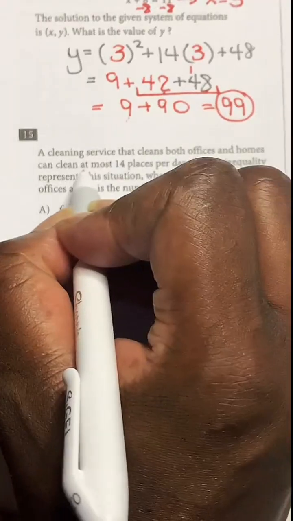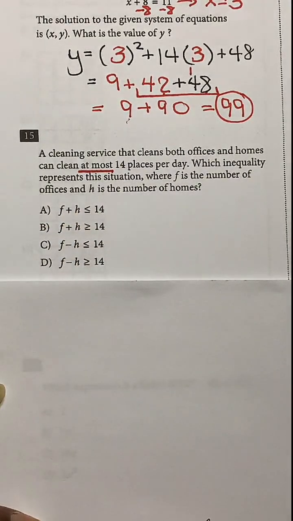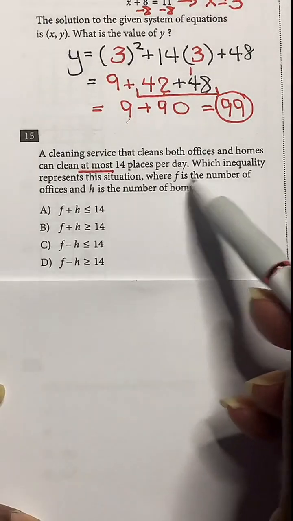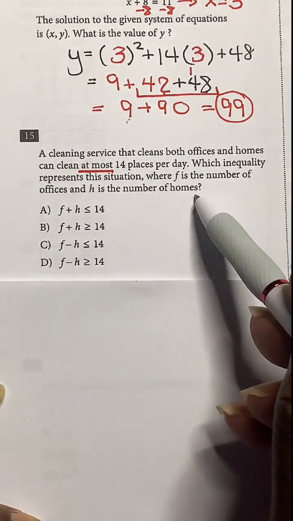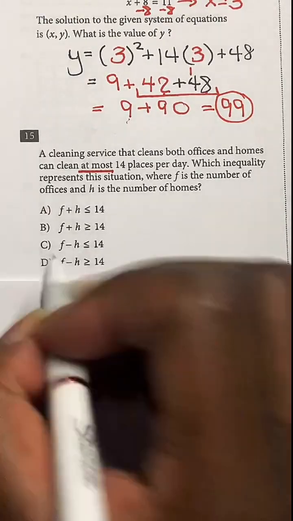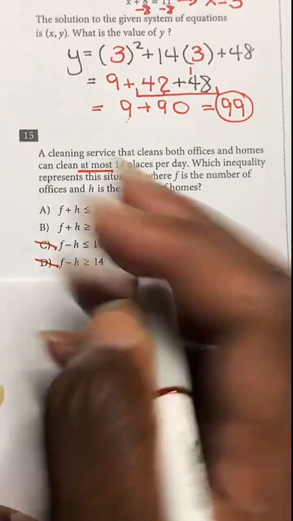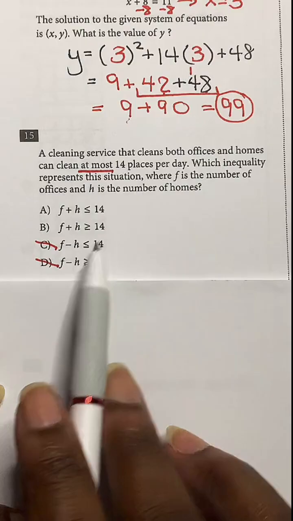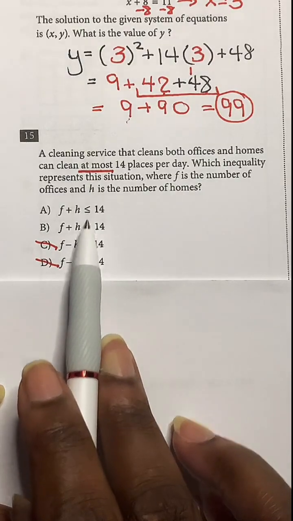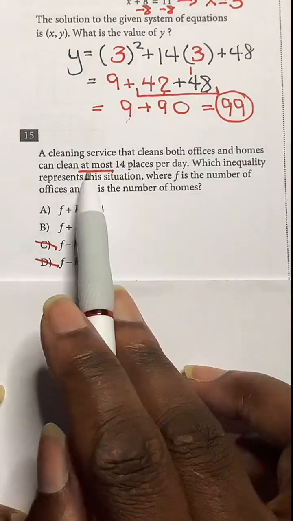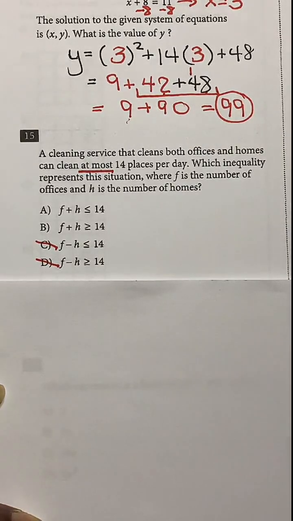Now, the key part is knowing what at most is. Okay, we know that we're going to add the number of offices and add the number of homes. So it's going to be addition. So boom, C, D, gone. But the difference between A and B is your inequality sign. At most. So that is the highest you're going to be able to do is 14.